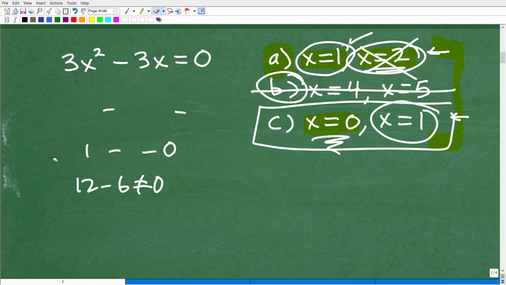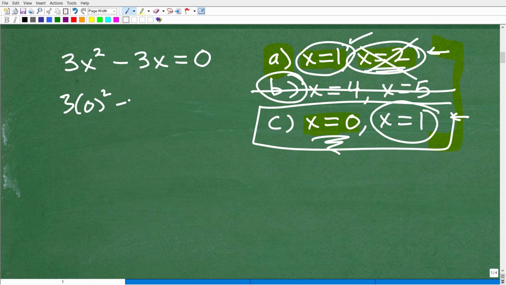Now, I could have just said, oh, I have 0. I could plug that in super easy. So 3 times 0 squared minus 3 times 0. You can see this is simply going to be 0 minus 0. Is that equal to 0? Yes, it is. That's true. So we can confirm that as well.